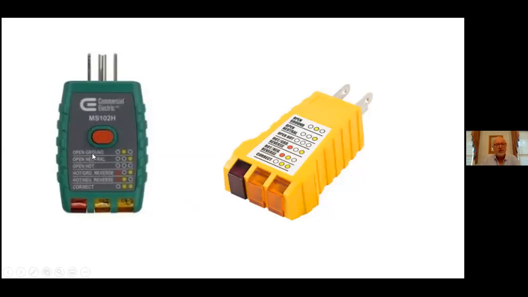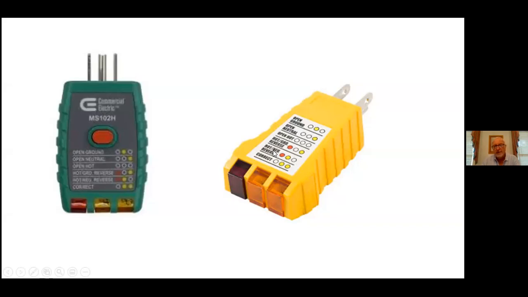You see the two of them are different. This one over here is pretty much like a homeowner's type. You plug it into the electrical outlet, and you can see right here it says correct. You'd have these two little lights light up. If you had a reverse, and I'll explain that in a moment, you would see the red button and a yellow. This is an actual hot and neutral reverse.